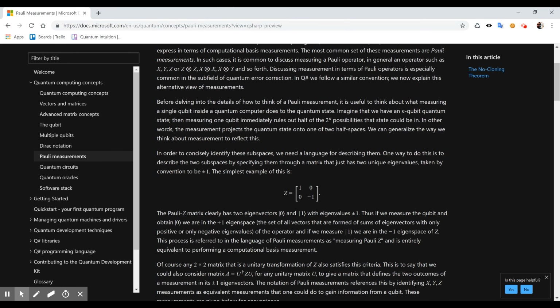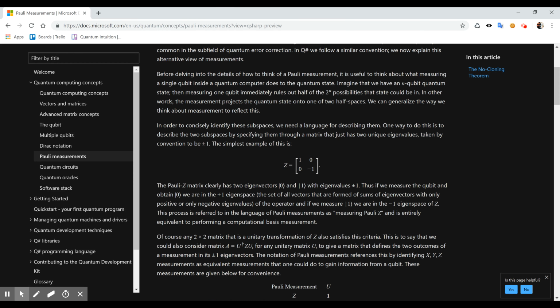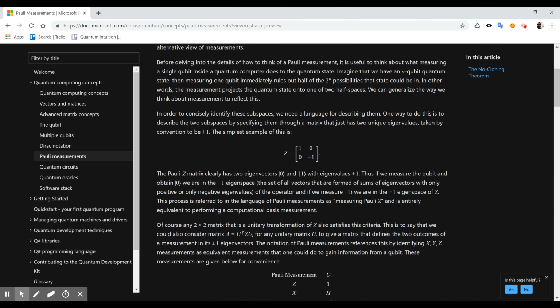Let's keep reading. In other words, the measurement projects the quantum state into one of the 2 half spaces. We can generalize the way we think about measurement to reflect this. Yeah, okay. It's another way of seeing that. That just makes it more confusing because every single guide has its own different view on how to interpret something, and it just makes it difficult to build intuition. So you gotta find whatever feeds your mind best, I guess.